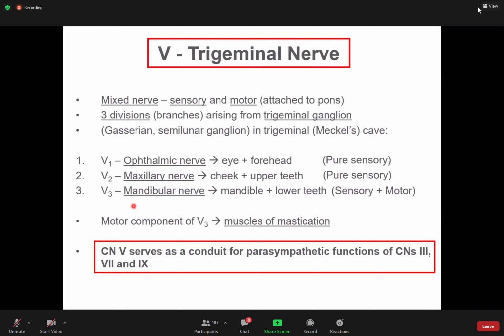And there are four of them. One is in the orbit, which is the ciliary ganglion. One is behind the orbit, which is the pterygopalatine ganglion. One is in the temporal fossa, which is the otic ganglion. And the fourth one is in the submandibular region, which is the submandibular ganglion.